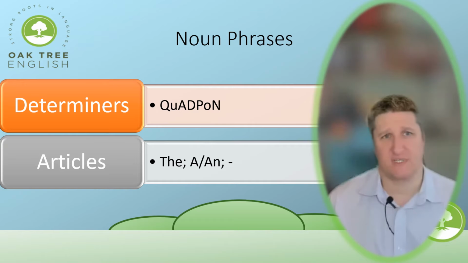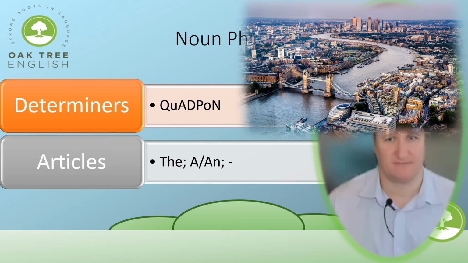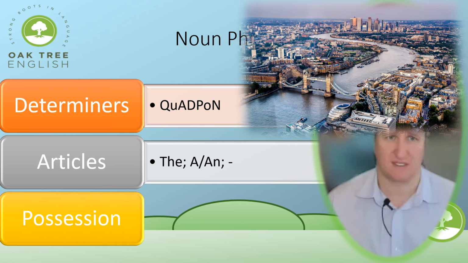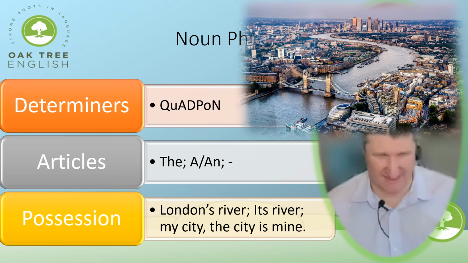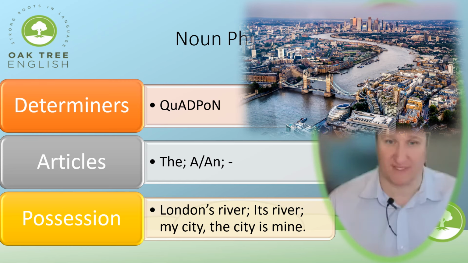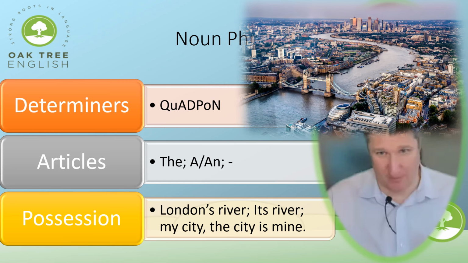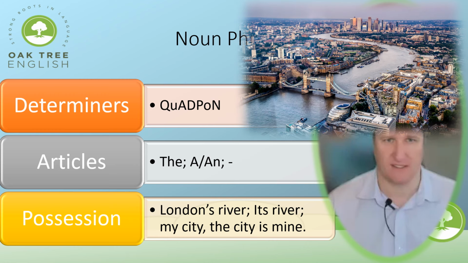You should also be able to express possession in a number of ways. These can include the possessive apostrophe, London's river. Possessive adjectives like my, your, and its. Its river is dirty. Notice its has no apostrophe. This breaks the rule because it apostrophe s is it is, and therefore it's not the same thing.